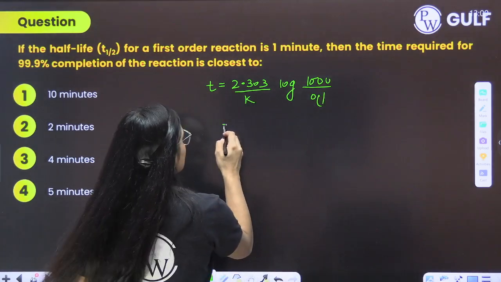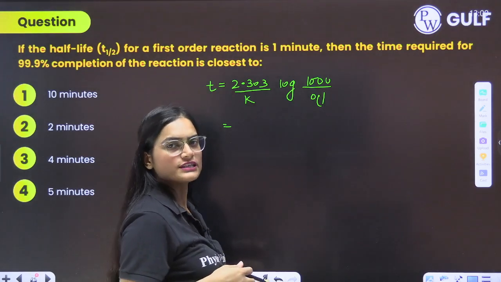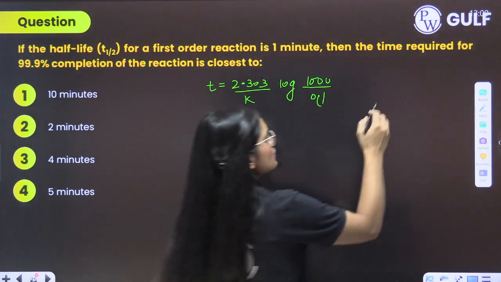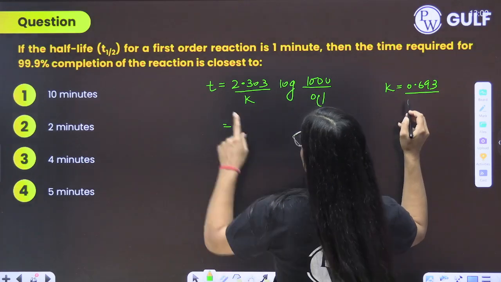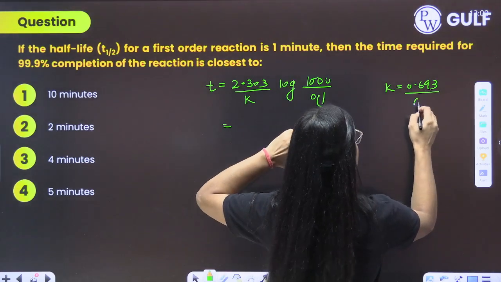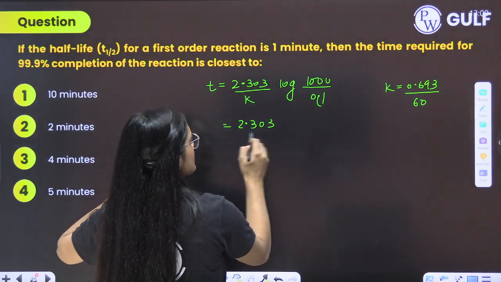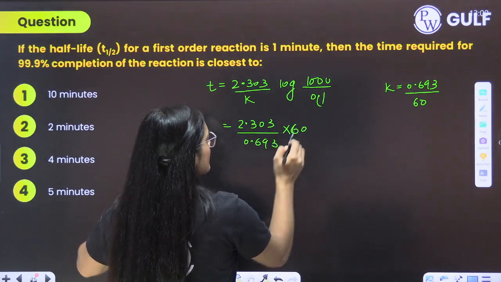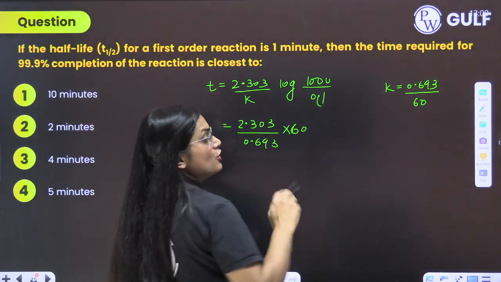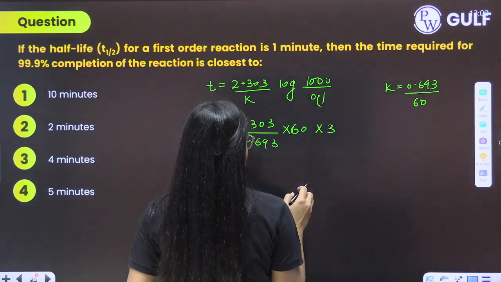In place of K, how do we calculate K for a first order reaction? That has the formula K is equal to 0.693 by T half. And T half value is given as 1 minute, that is 60 seconds. So 2.303 upon 0.693 into 60. We can write this as log 10 to the power 3, that is 3 log 10, and log 10 is 1.